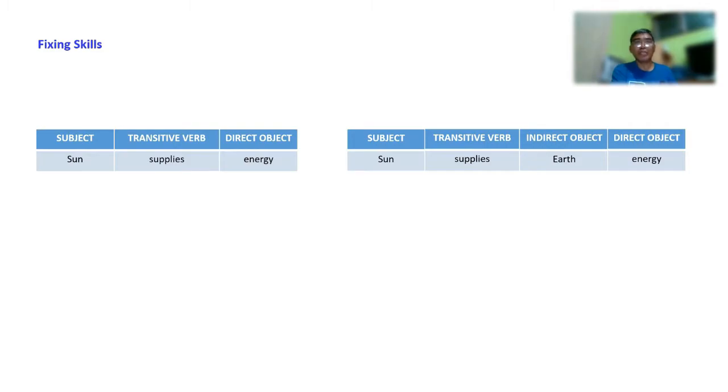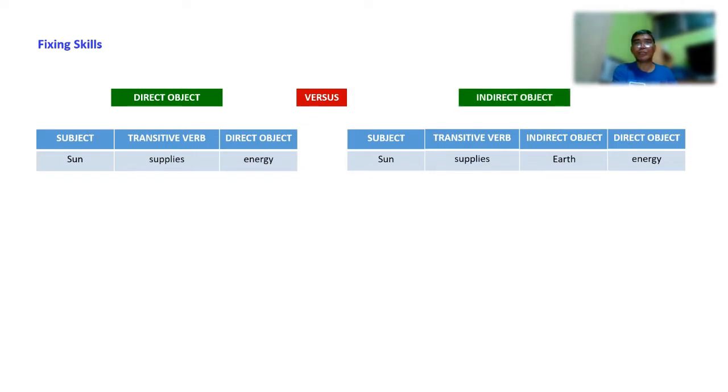Let us now proceed to differentiating the direct object from the indirect object. Again, we have two tables on your screen and each one has a sentence. The sentence at your left side runs this way, sun supplies energy. This sentence is almost exactly the same with the sentence at your right side, which reads, sun supplies earth energy.